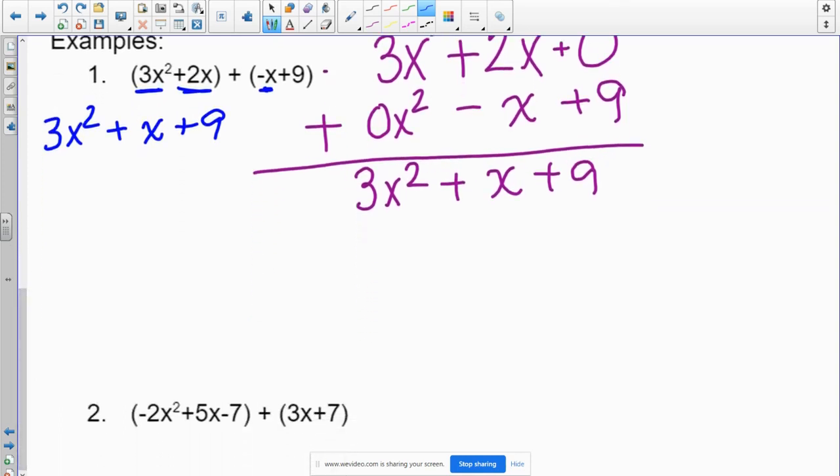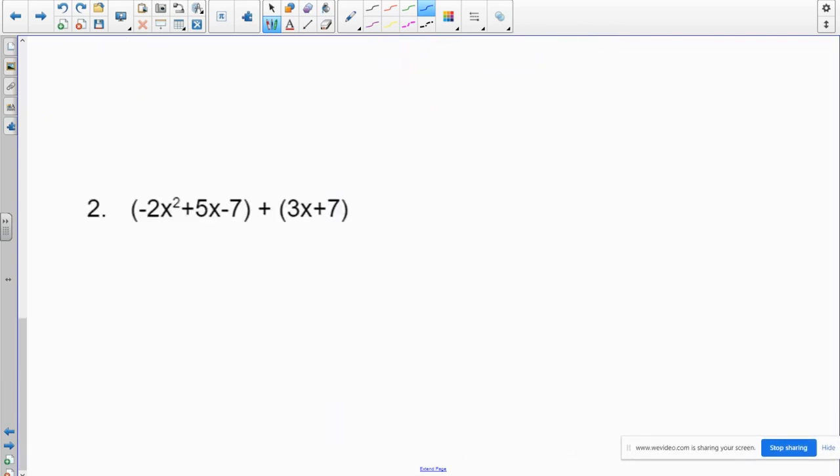Last example here. We'll just do it horizontally first. So I have negative 2x squared. I look over here, I have nothing, so I know that I just have negative 2x squared. I have 5x here. Look in this polynomial, I have 3x. When I add 5x and 3x, that gives me 8x. And then I have negative 7, and I'm going to add a positive 7, which would leave me with nothing. So you can put the plus 0 there, but technically that's not simplified.